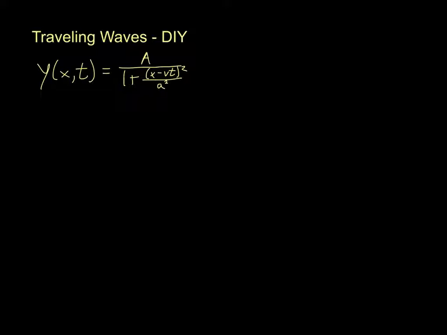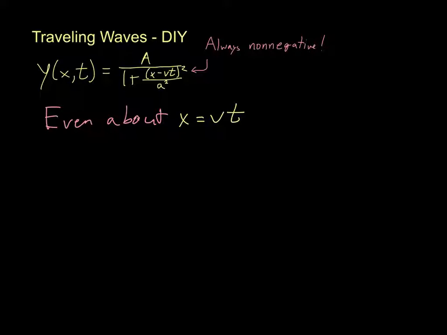So the properties that I notice about this wave as I look at it are that, first of all, the function is even about the point x equals vt. So the x minus vt quantity in the denominator is squared. So if you have points to the left or right of x equals vt, if they're the same distance away, they will have the same value of y. So this is good to know when we do the t equals 0 snapshot of the wave.